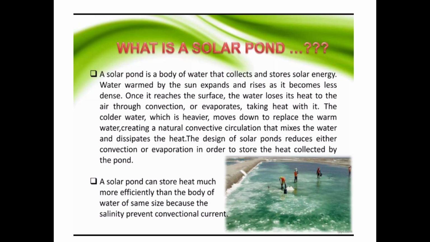The design of solar ponds reduces either convection or evaporation in order to store the heat collected by the pond. A solar pond can store heat much more efficiently than a body of water of the same size because the salinity prevents the convective current. The simplest solar pond is a very shallow one, about 5 to 10 centimeters deep, with a radiation absorbing bottom. A bed of insulating material under the pond minimizes loss of heat to the ground.